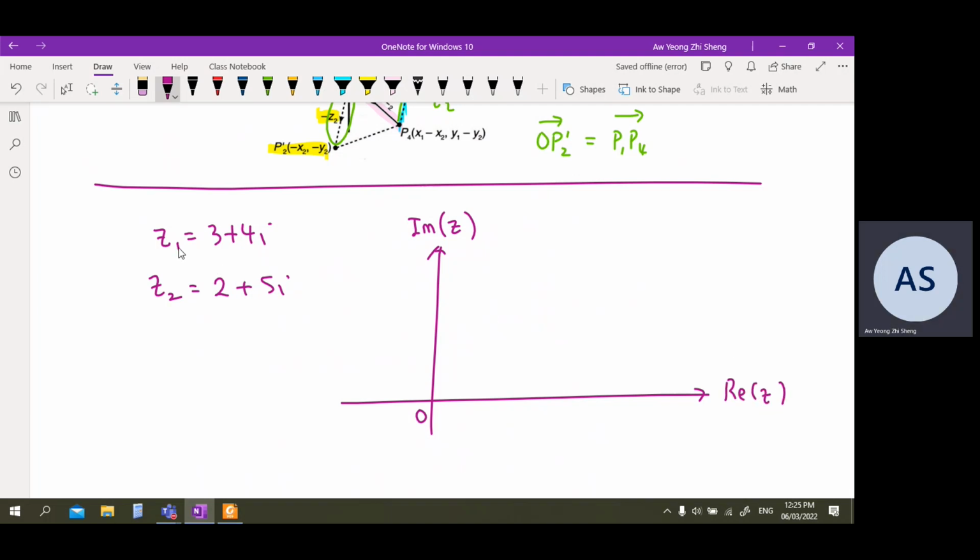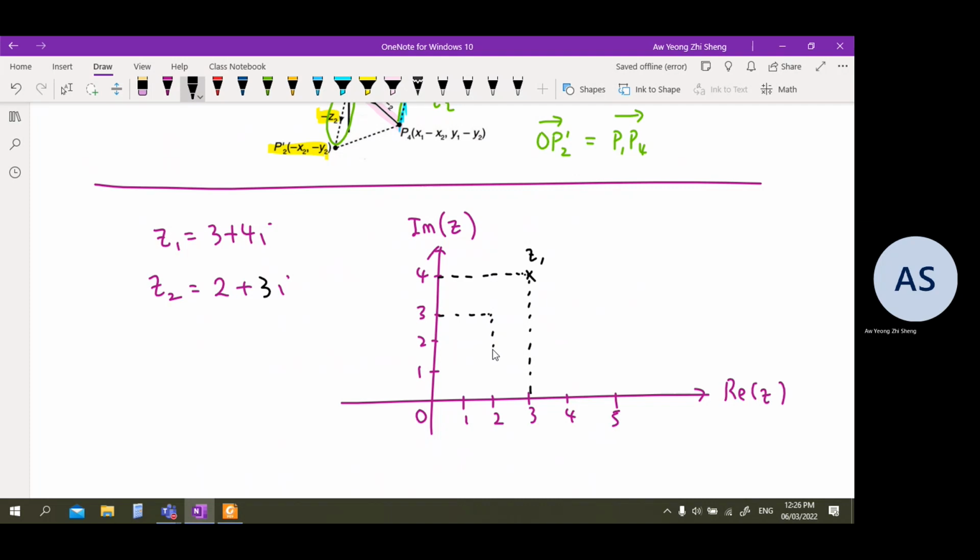The point representation of Z1 will be 1, 2, 3, 4. Let me change the question a bit. I change to 2 plus 3i. So the point 3, 4, this is the point representation of Z1. The point 2, 3, this is a point representation of Z2.